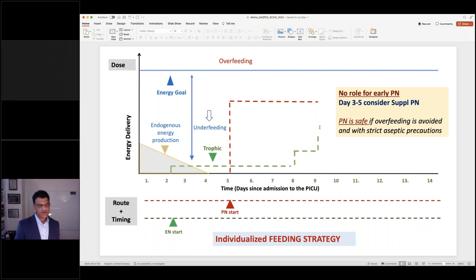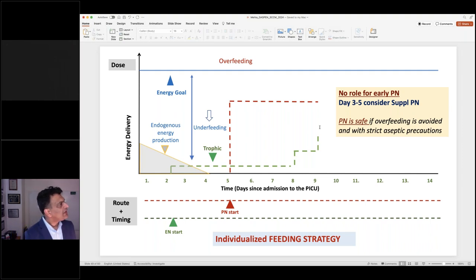Now you introduce the concept of underfeeding, and now you're beginning to worry, okay, when should I switch my strategy? Can I just endlessly wait for trophic to stay and eventually start enteral? Or do I have a role for a supplement PN? And this is the concept of do not do it very early. And we certainly don't do it very early in all patients. But at day three, you should begin to question, am I ever going to get beyond trophics? And am I at least by day seven getting beyond trophics? And if not, it is a fair game to individualize the discussion for PN.